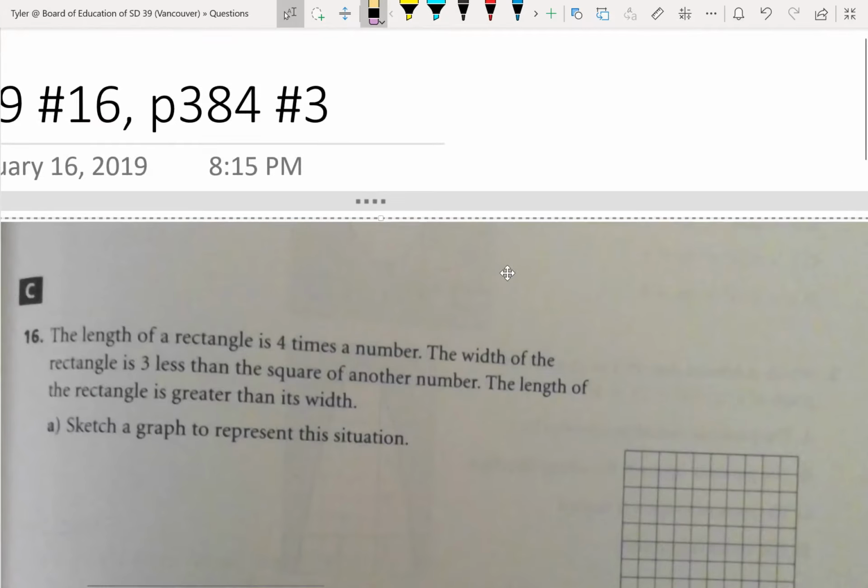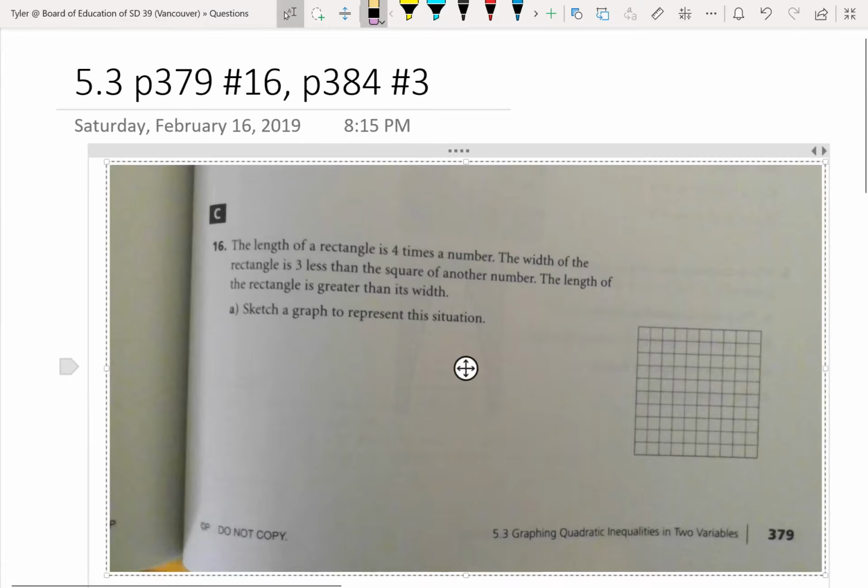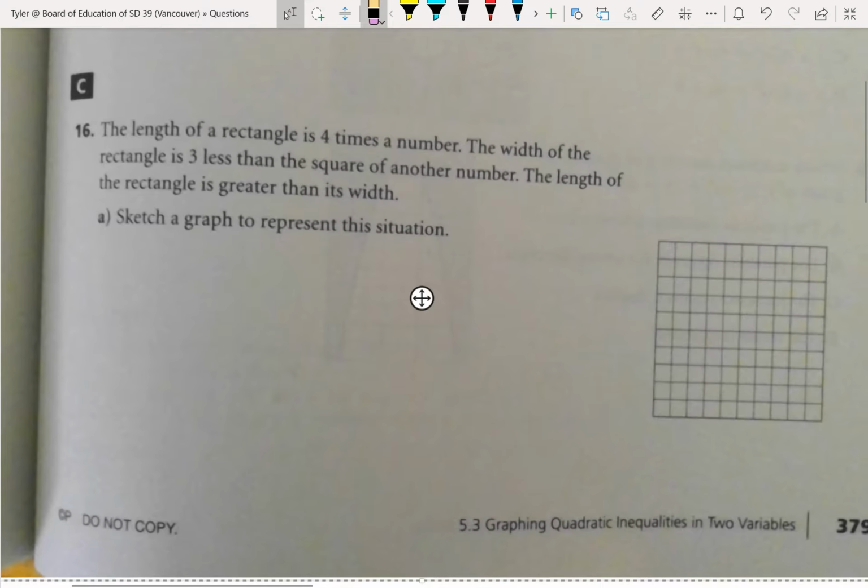All right, we're going to do two questions. The first one's in 5.3, page 379, number 16, and then after we're going to do page 384, number 3. So this question's worded kind of weird, so we're going to take it one step at a time.